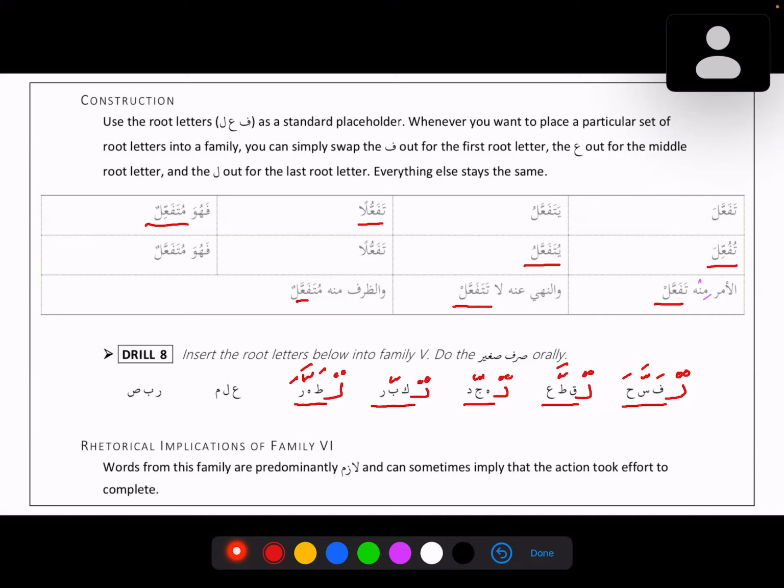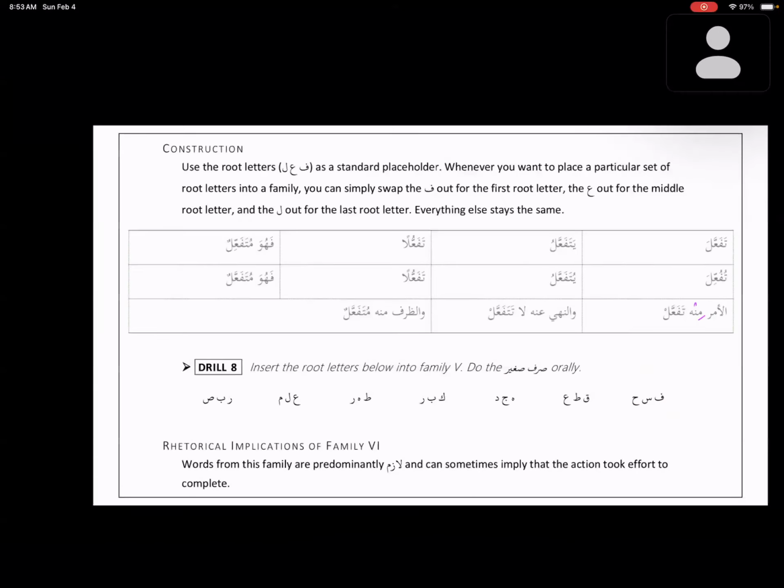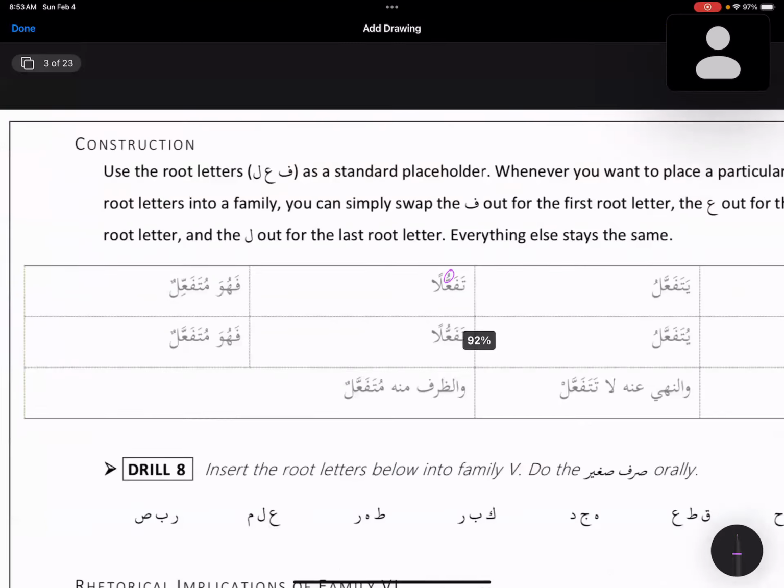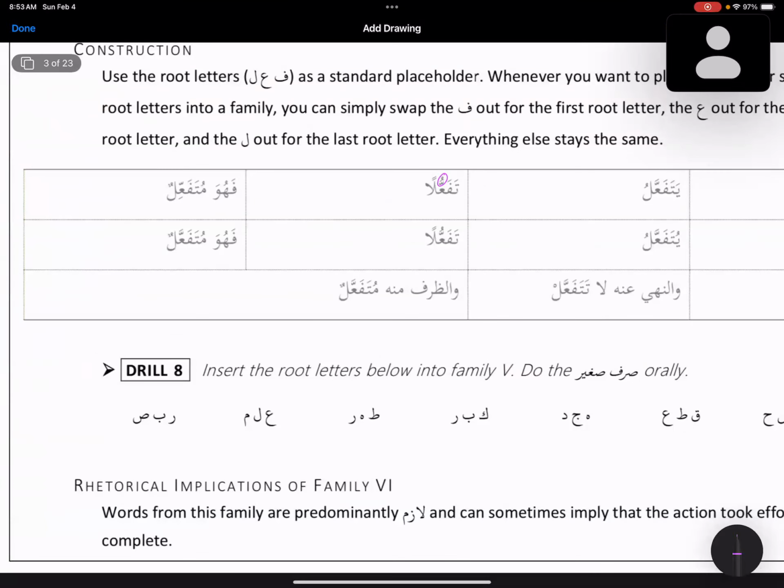Tatahharu, yatatahharu, tatahhuran. No, tatahuran. Yes, it will take the ma. Fahuwa mutatahhirun. Oh yes, there is a dua after wudu, mutatahhirin.